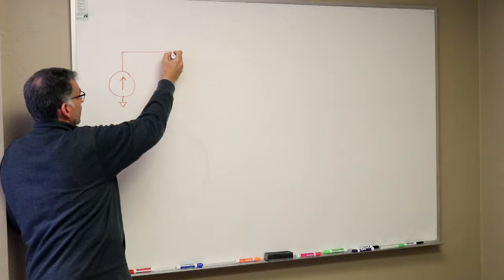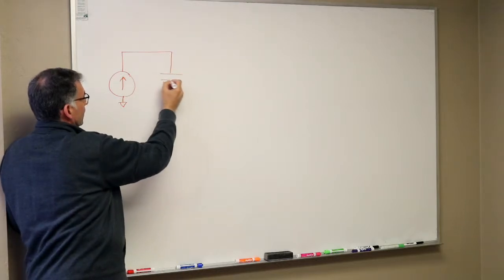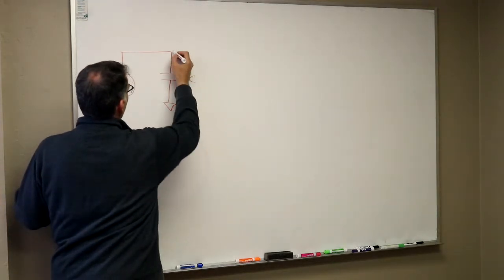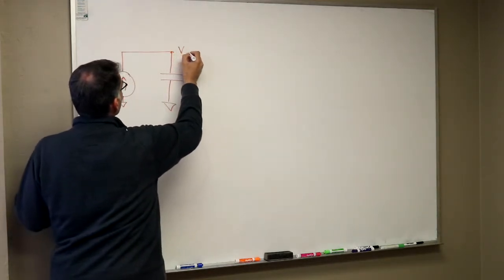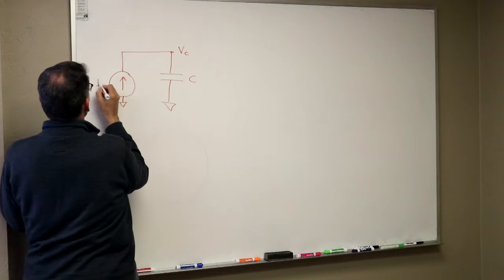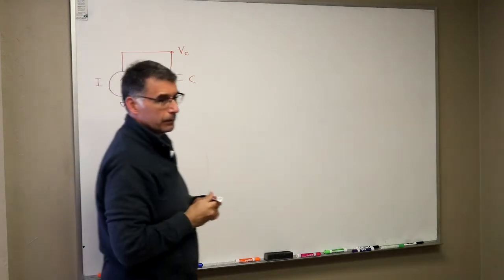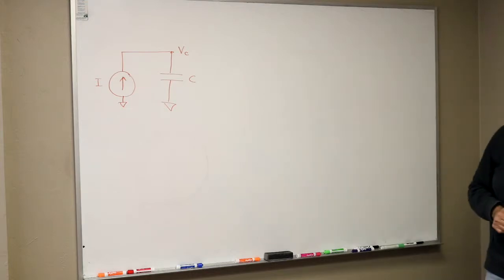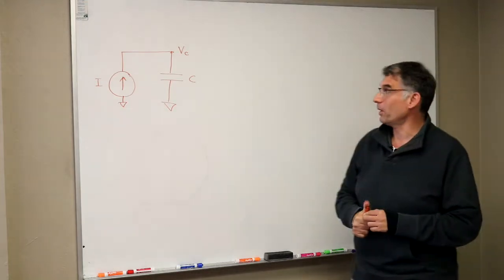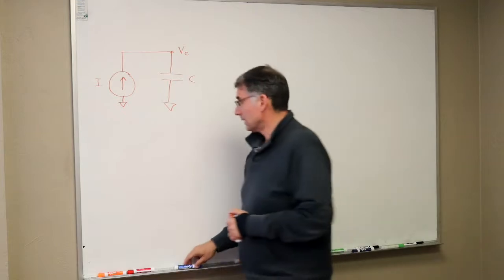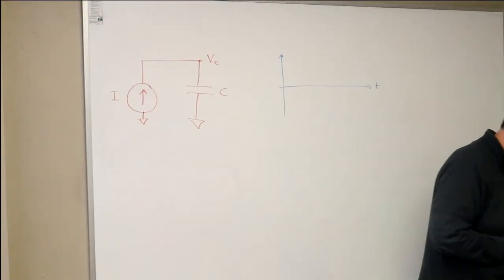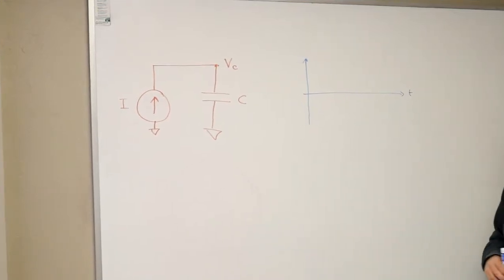Made this circuit, right? So there's a capacitor, and this is a current source, right? And when we made this circuit in SPICE and simulated it, what did we look at? The voltage and the current. Very good.